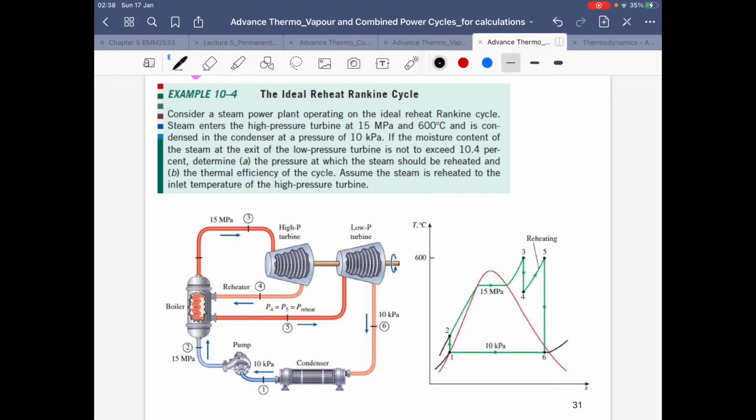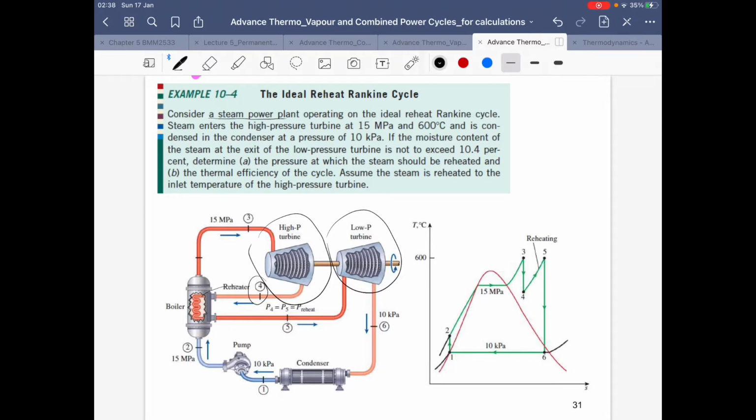Definitely they have a high pressure turbine and a low pressure turbine, which means the high pressure turbine is supplied by high pressure steam, and then after the steam leaves the turbine, it will be reheated again at point number 4 in the boiler and then come back to the low pressure turbine. However, the temperature remains the same or more or less. Okay, let's read the question.